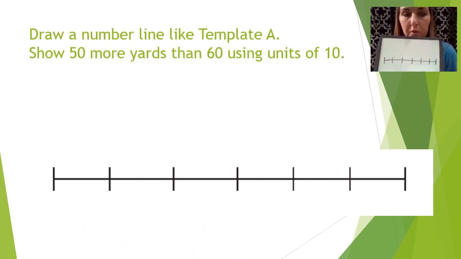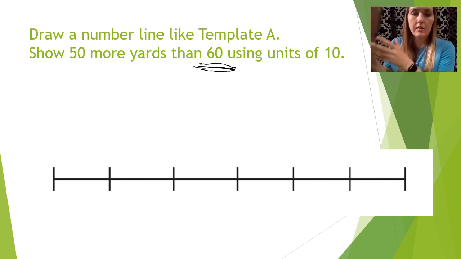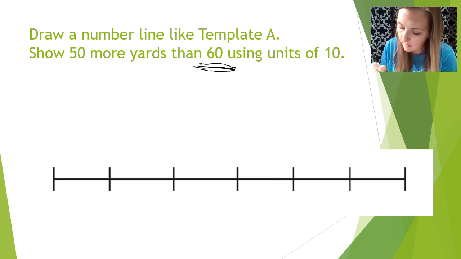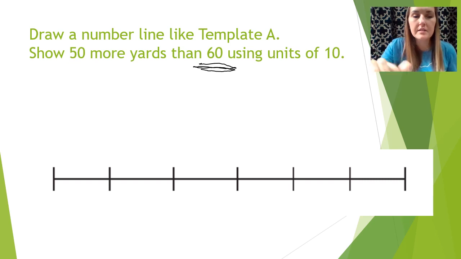Show 50 more yards than 60 using units of 10. So our last number line, the unit was 5 yards. This time the unit is 10, so we're going to count by tens. 50 more yards than 60. Remember, this number right here is going to be our starting point. I'm going to write 60 at the beginning of my number line. Write that down on yours.